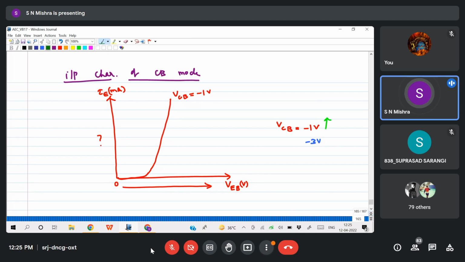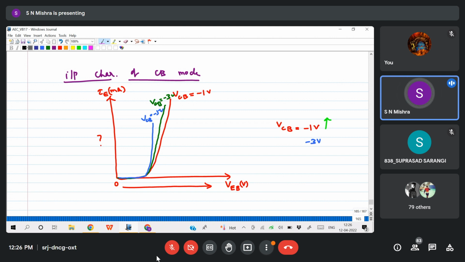So the next graph will be like this. The next graph will be like this. Here I can write VCB -3 volt. Here I can write VCB -5 volt. So current is increasing.